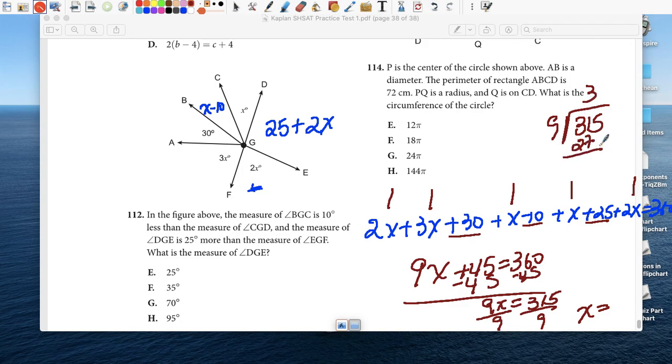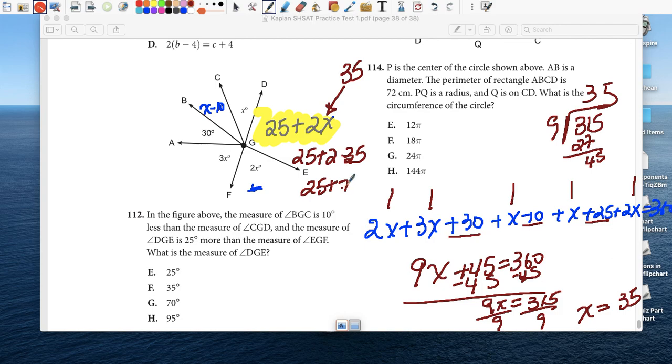Okay, so x is 35. X is 35. That's not the answer to our question. We want angle DGE. Let me highlight that. Where's DGE? We want this angle over here. So I can come here and replace this guy with 35. So we get 25 plus 2 times 35. And 2 times 35 is 70, and we get a final answer of 95.